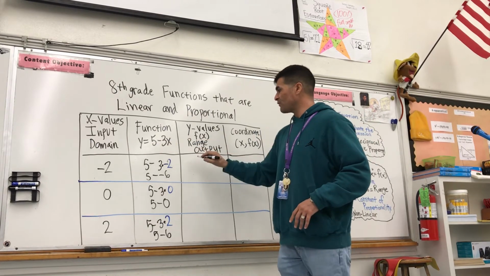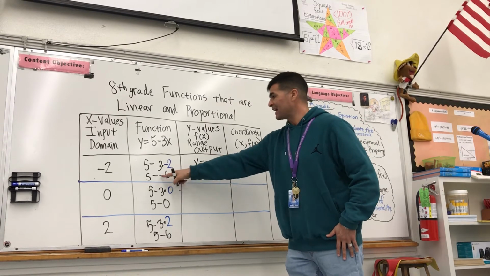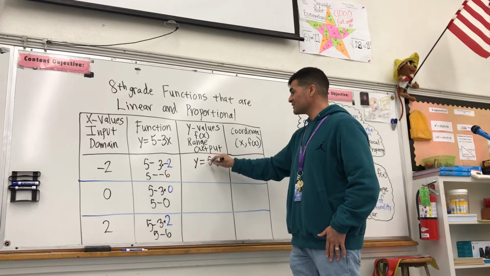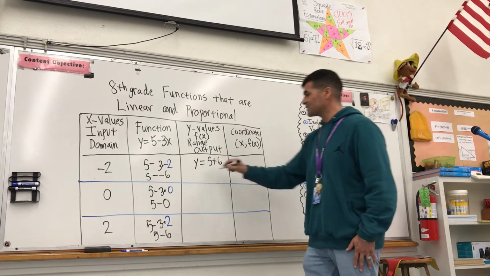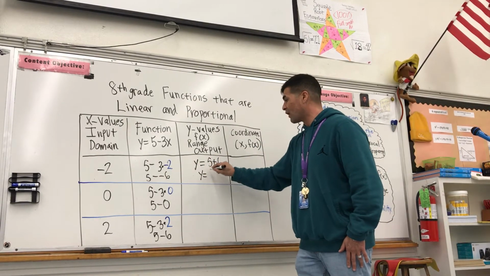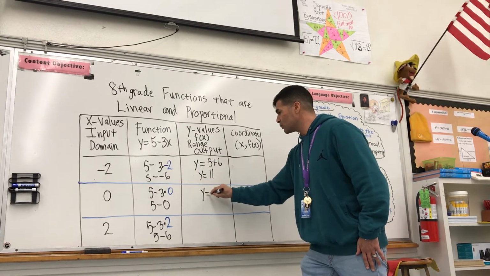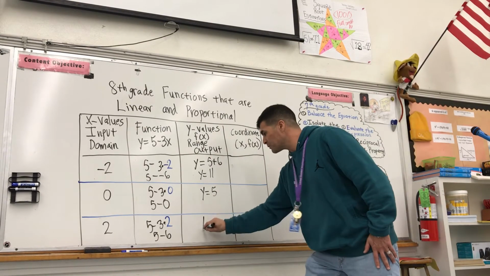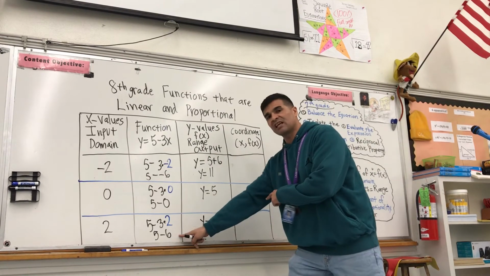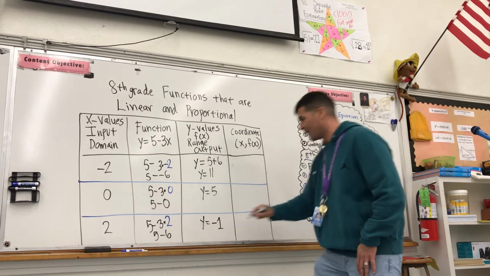This value here says y is equal to 5 minus -6. That's the same as 5 plus 6, because when you subtract the negative, it's like adding a positive. That means y is equal to 11. This one's pretty easy. y is equal to 5, because 5 minus 0 is 5. And this one's pretty easy too, but don't make the mistake of putting 1. See, 5 minus 6 is actually -1.